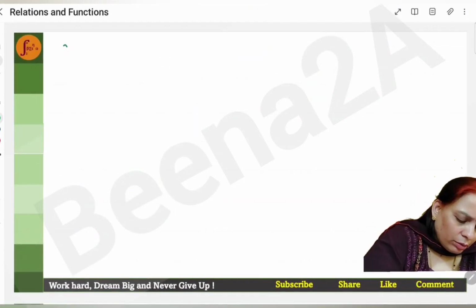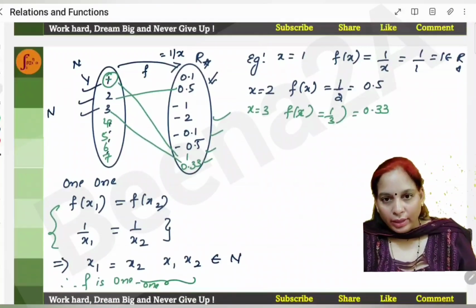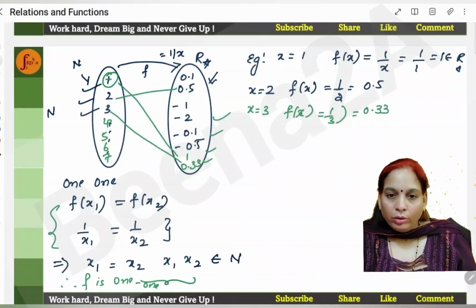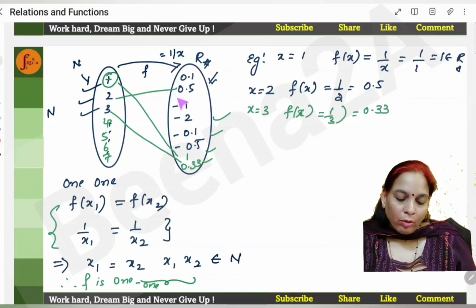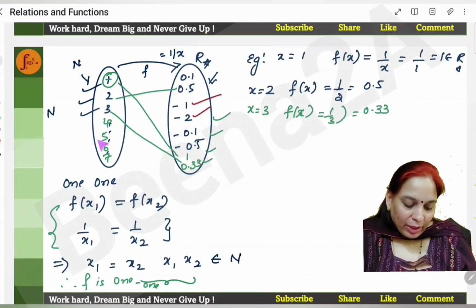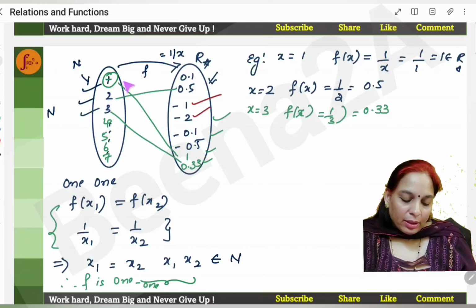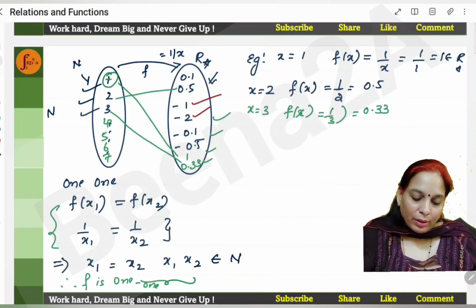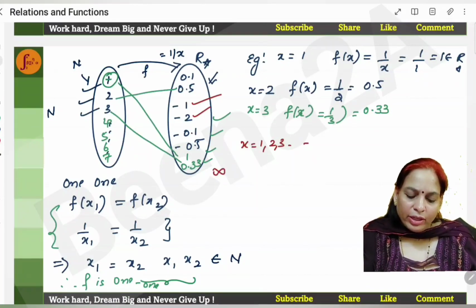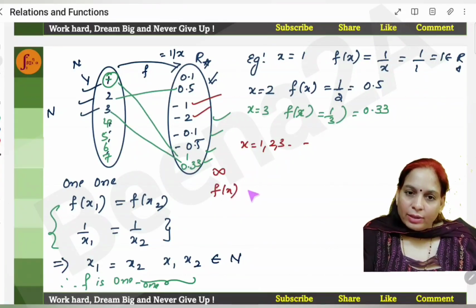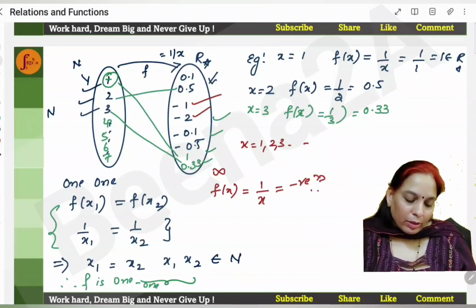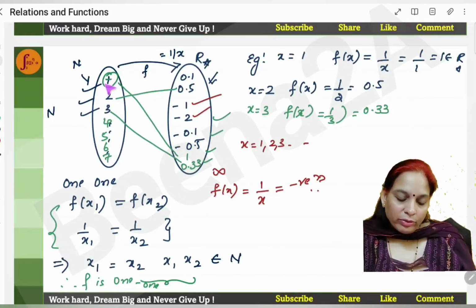Now let's look at onto. Let's go back to this example, right? Now if you look at this example, for onto, all the elements in the codomain or all the elements in this particular set should be mapped to some element in this set. Now if you look at negative numbers, if I put this function which is 1 by x, will I get a negative number? Whether I put x is equal to 1 or 2 or 3 or till infinity, whatever I put, when I do f of x, that is when I put 1 by x, will I get a negative number? No, because all the numbers in this set are positive numbers.